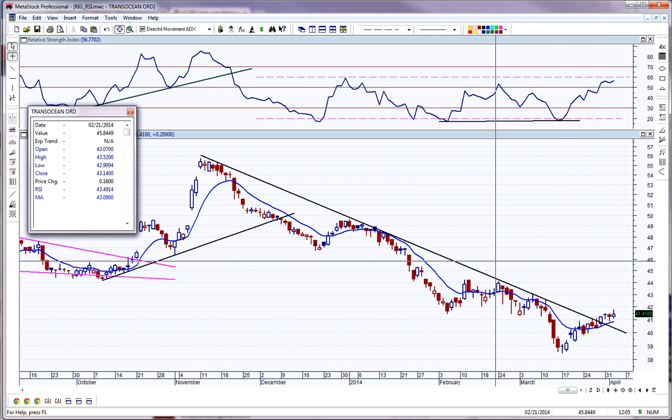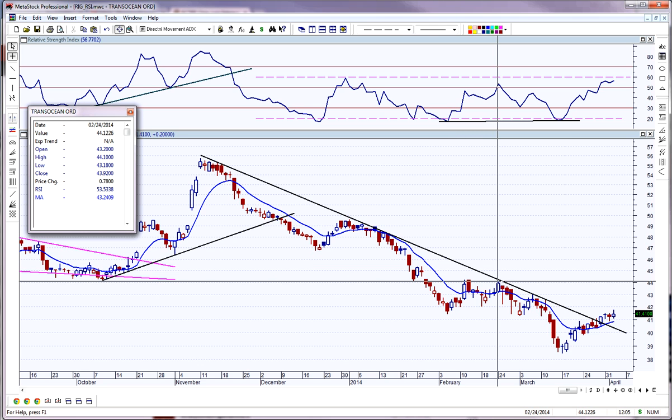So you can signal the overbought and oversold type ranges. You can talk about trend line breaks, and you can talk about divergences versus price with RSI. It's a great indicator. Love to use it and combine it with other indicators that I use.